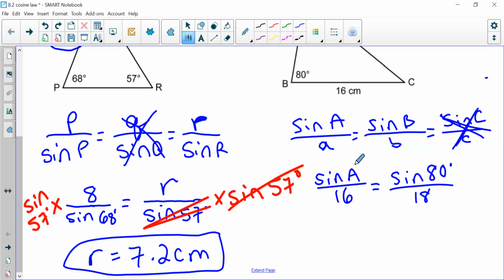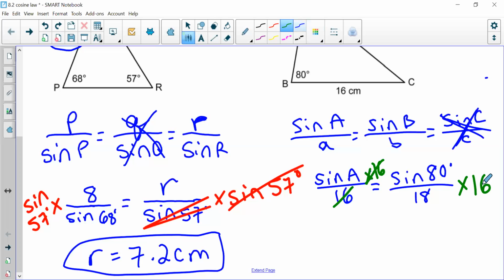Okay, so A is my variable. I'm going to ignore the fact that sine is attached to it right now. Right now it's being divided by 16. So what am I doing with my 16? You're going to multiply it to the other side. Good. I'm going to multiply both sides by 16. That cancels. Multiply over here.